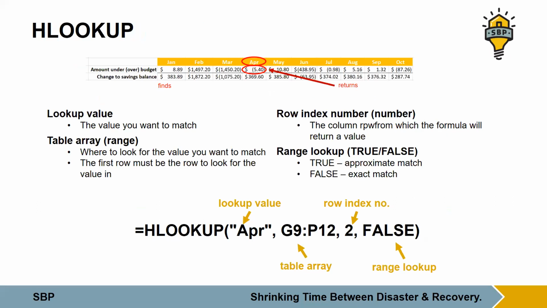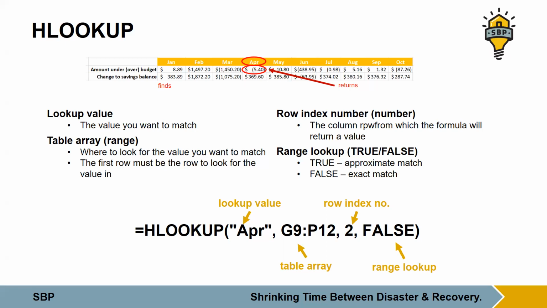Again, lookup value is the value you want to match. So in this case, I have the abbreviation April for April there. The table array, which again, array is a range, is where you look for the value you want to match. And again, the first row of HLOOKUP has to be the row where you're looking for the value.